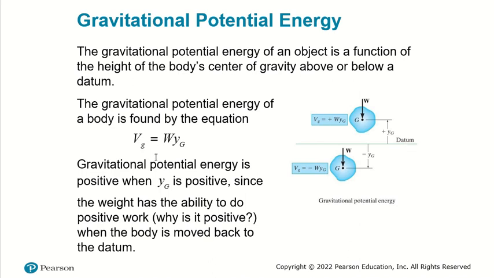So gravitational potential energy of a body is found by the equation, and this one is your gravitational potential energy, and that is equal to this one, your vertical distance, and then this one is your weight. Gravitational potential energy is positive if your y_G is positive, because the weight has the ability to do positive work when the body is moved back to the datum, meaning right here is your datum reference point.